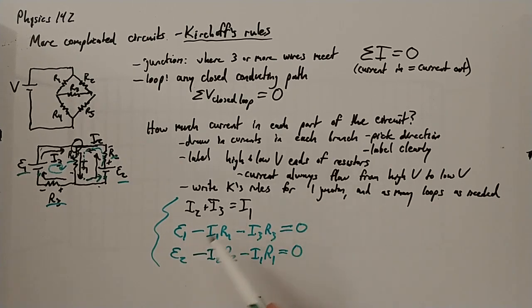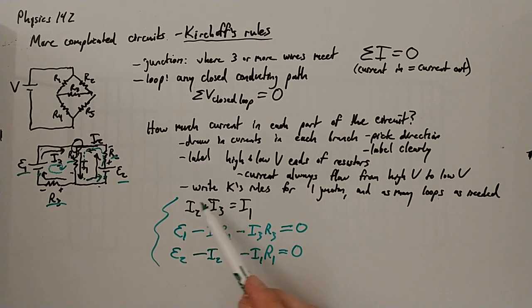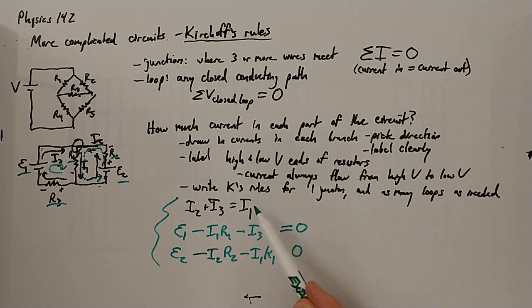I'll talk about algebraic tricks for solving complicated systems in another video. Here you could solve this equation for I3, solve this equation for I2, plug them both in here, then you'd only have I1s left, and you could solve that and get I1. It would be a little bit nasty, but you could do it. We'll talk more about the algebra of these things in another video, but hopefully this gives you some sense of Kirchhoff's rules and how they can be useful for generating equations that let us solve these more complicated circuits.